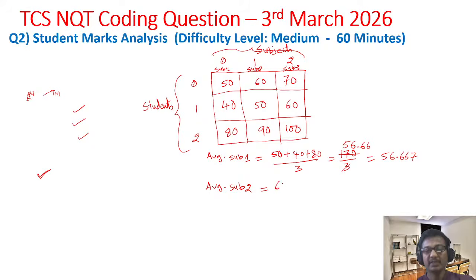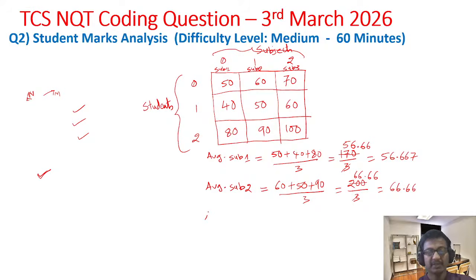Then similarly, calculate the average marks for subject 2. It is the second column: 60 plus 50 plus 90 divided by 3. 60 plus 50 is 110, plus 90 is 200, divided by 3. This is approximately 66.66.